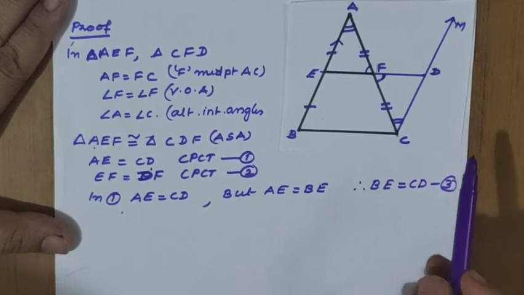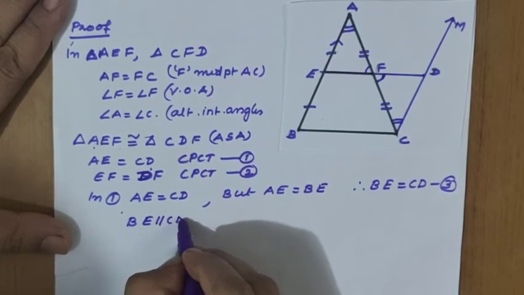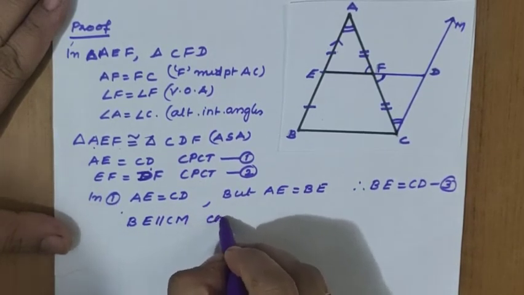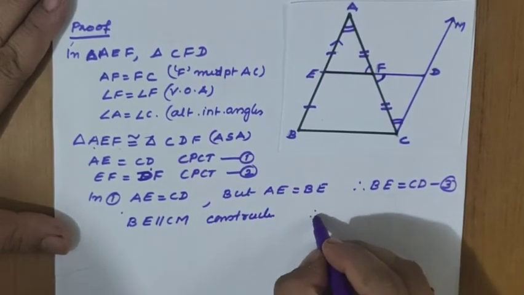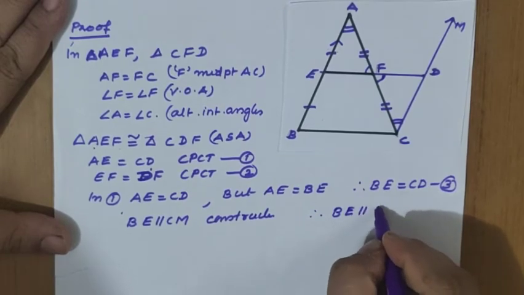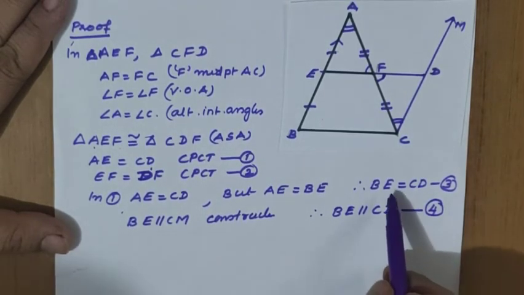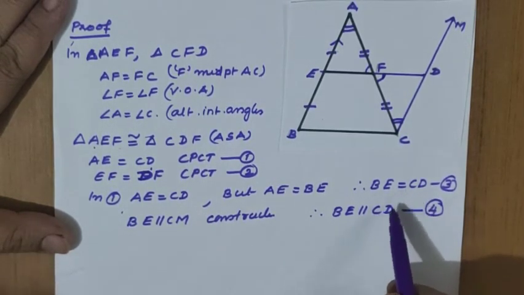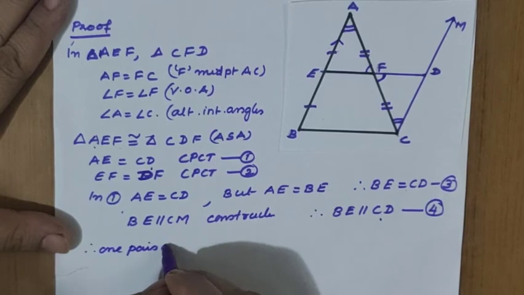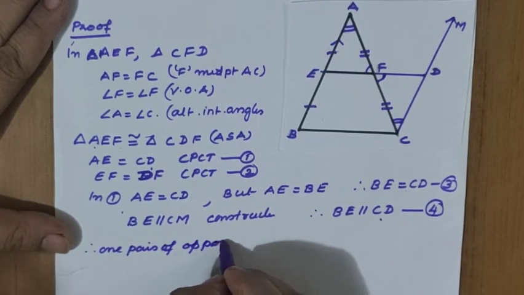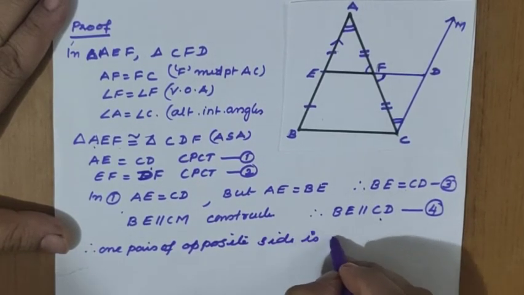Now we can also say that BE is parallel to CM. What is the reason BE is parallel to CM? By the construction. Then what can we say? BE parallel to CD. Equation number 4. After seeing 3 and 4, what is the idea you are getting? One pair of opposite sides is equal and also parallel. So we will write: one pair of opposite sides is equal and parallel.